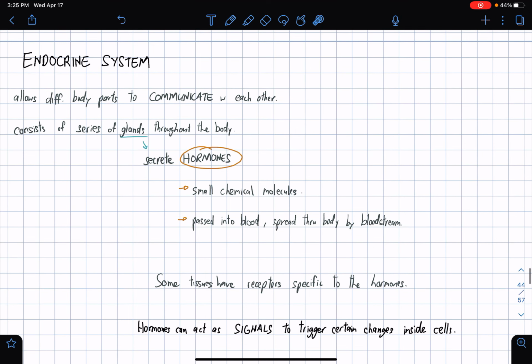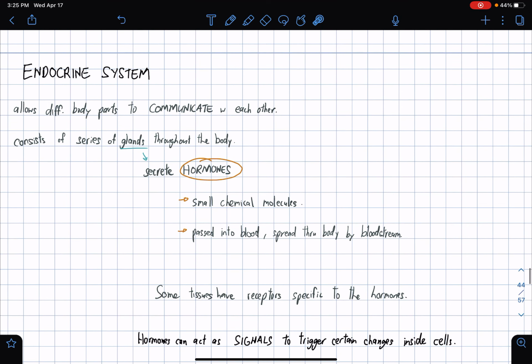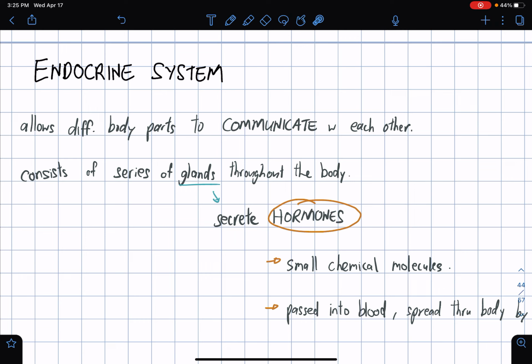Alright, this video will be about the endocrine system. This system in our body enables different body parts to communicate with each other. The endocrine system is primarily or generally associated with hormones.